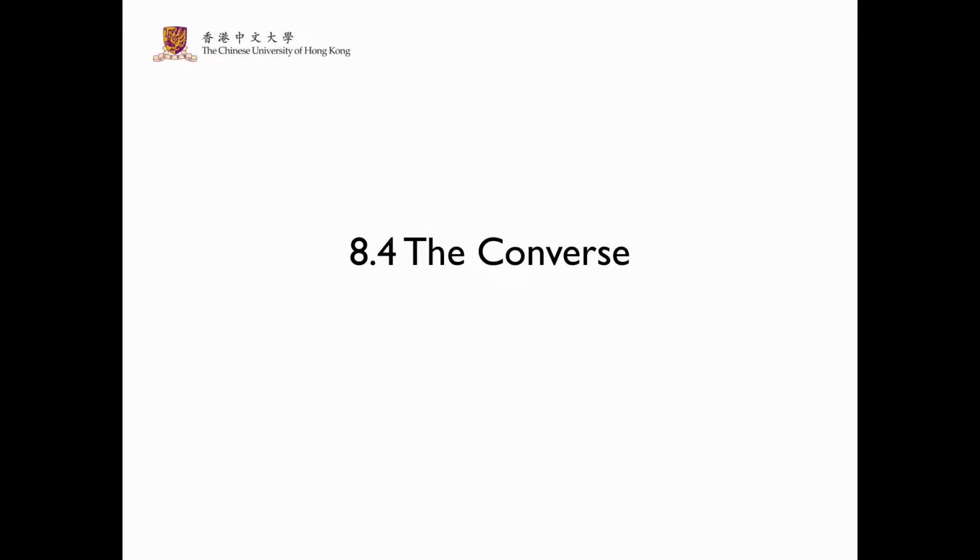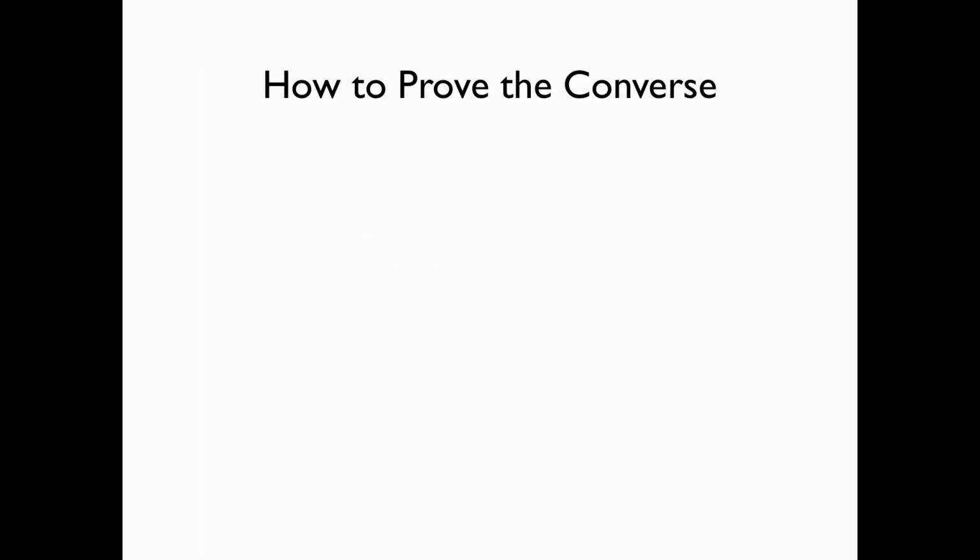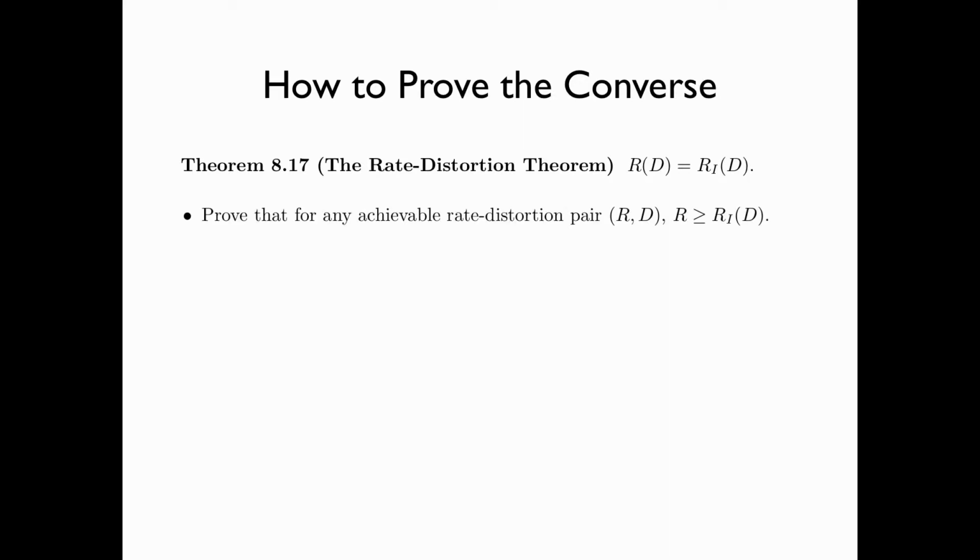In section 8.4, we prove the converse of the Rate-Distortion theorem. Here is the idea. The Rate-Distortion theorem says that R(D) is equal to R_I(D). We will prove that for any achievable Rate-Distortion pair (R, D), R is greater than or equal to R_I(D).